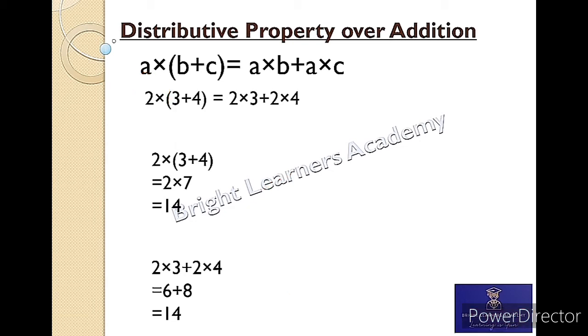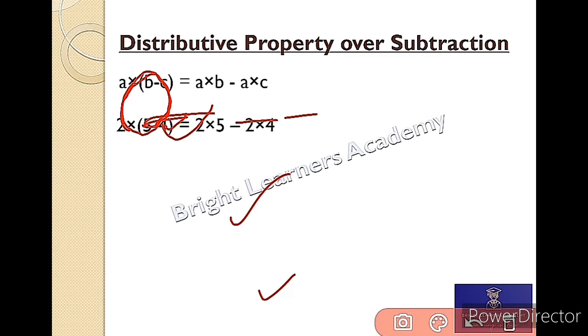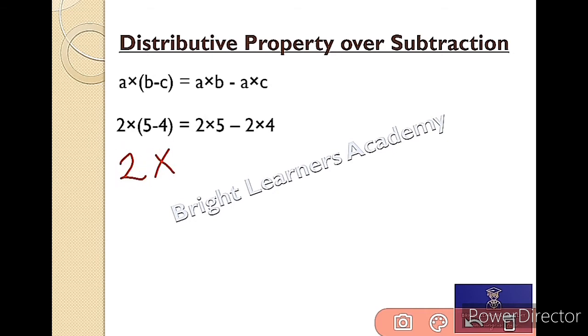Now distributive property works over subtraction also. Let's see how. So A into B minus C is equals to A into B minus A into C. So I have taken one example. Let's solve this. So I will solve left hand side first. So it is 2 multiply 5 minus 4 is 1. So it would be 2.